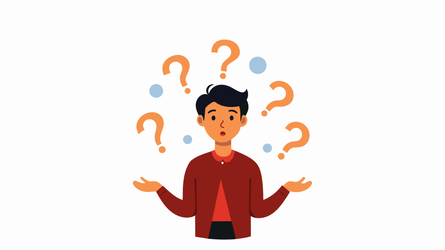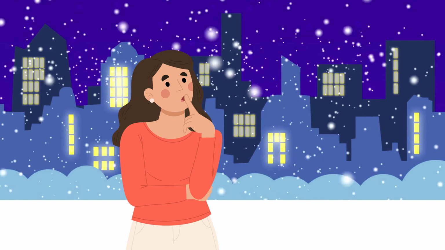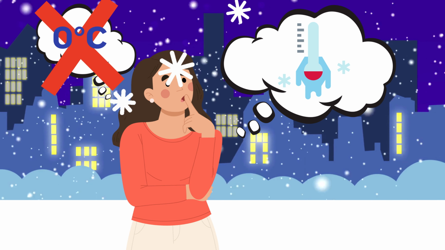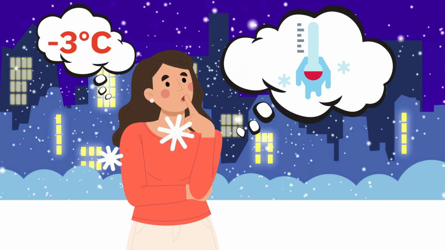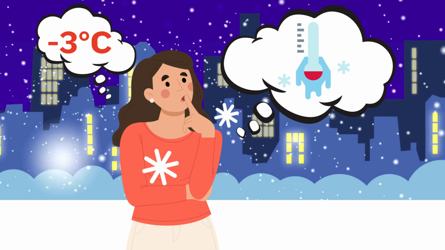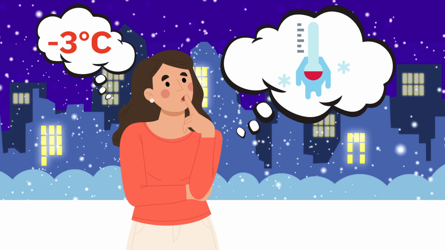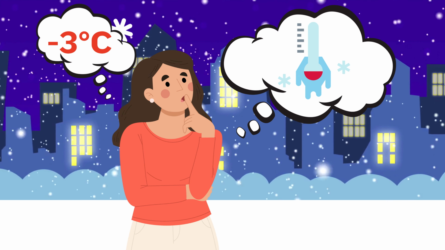But sometimes numbers don't stop at 0. Imagine it's winter and you check the temperature. It's not 5 Celsius, not even 0, it's -3. That's right. Temperatures can go below 0. And that's where integers come in.